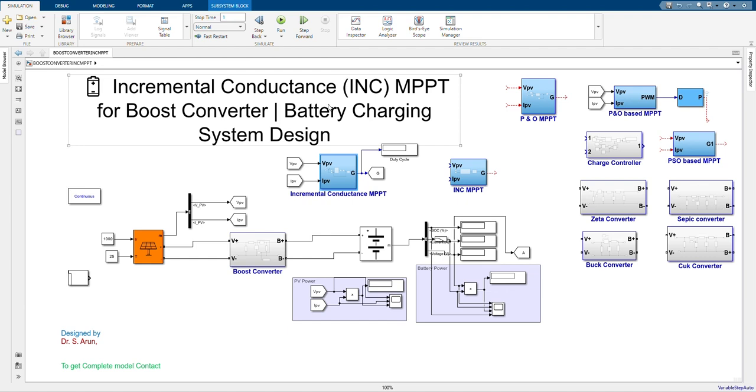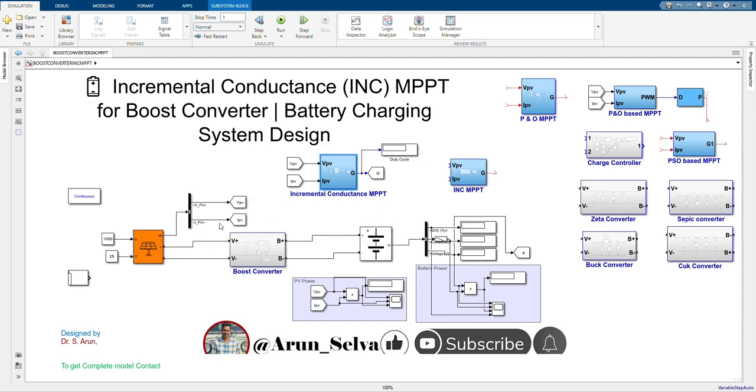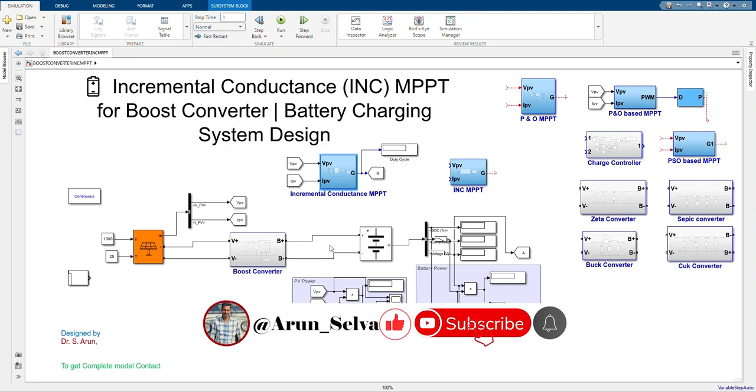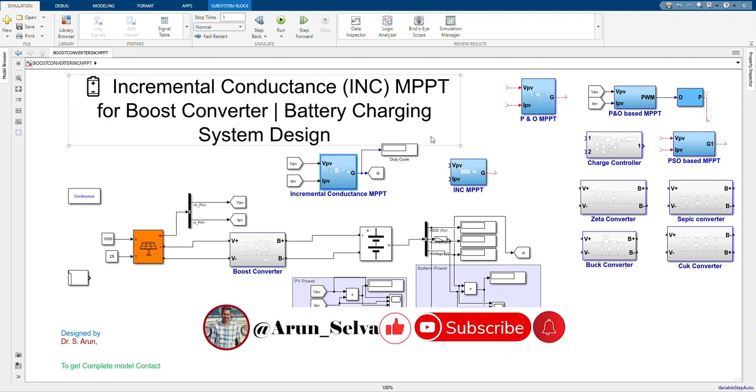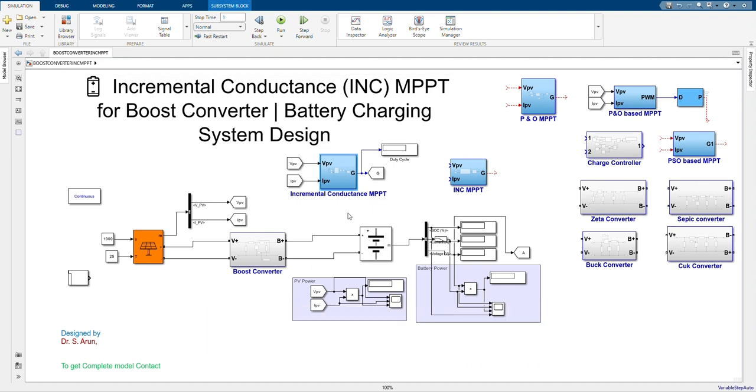In this video, I am going to show how to design and simulate a PV with incremental conductance MPPT connected to a boost converter and battery charging system using MATLAB and Simulink. I will walk you step by step through how to model a PV panel under different irradiance, then the boost converter, then the battery, and also the incremental conductance MPPT. So let's discuss the first one, the PV panel with different irradiance levels.